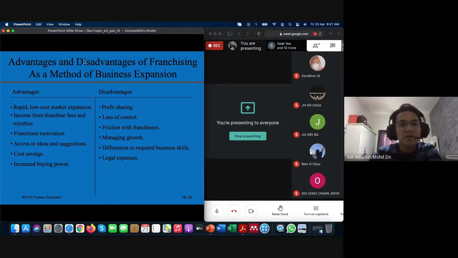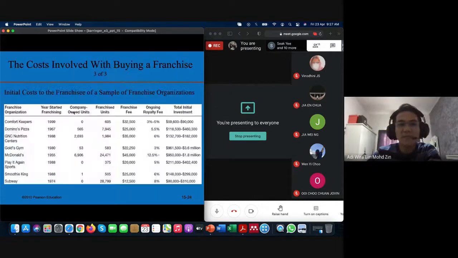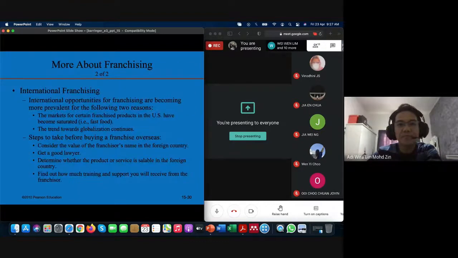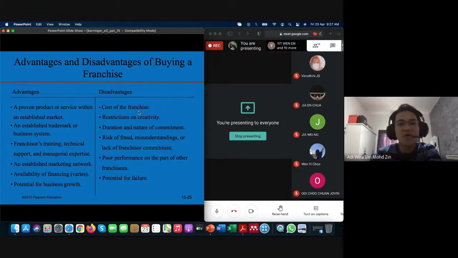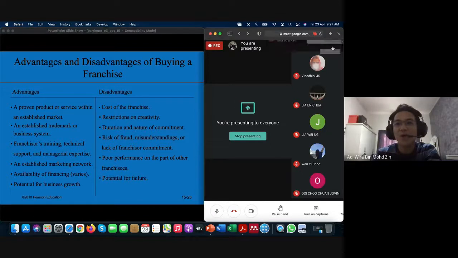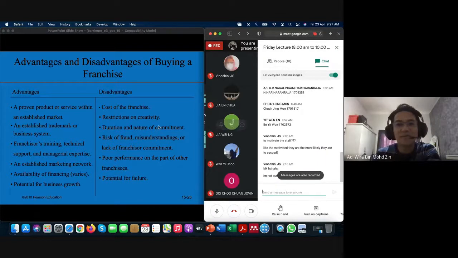It says low cost, but why here? Sorry, it says the cost is high. Does anyone have ideas why this happens? Just now it mentioned low cost, and now it mentions disadvantage. The cost of franchise, as a disadvantage, means high cost.